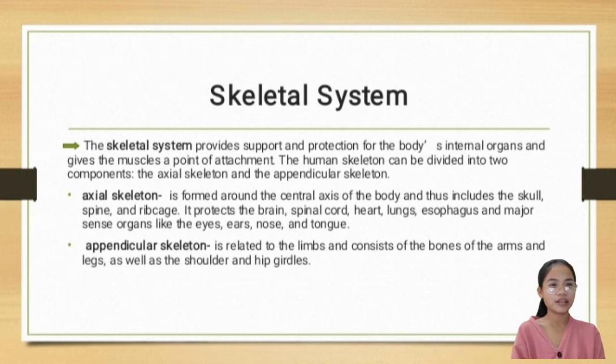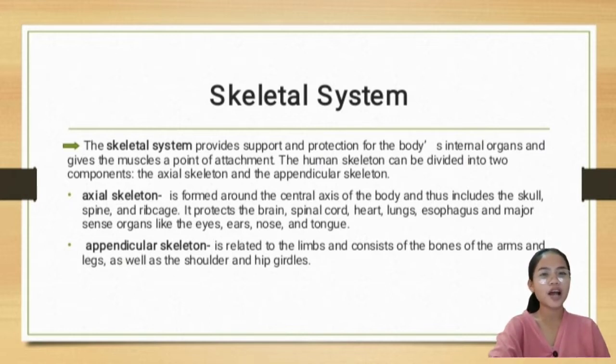What is the axial skeleton? The axial skeleton is formed around the central axis of the body and thus includes the skull, the spine, and the rib cage. It protects the brain, spinal cord, heart, lungs, esophagus, and major sense organs like the eyes, ears, nose, and tongue.